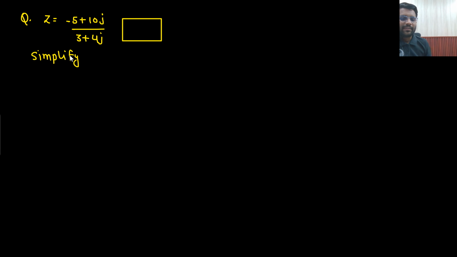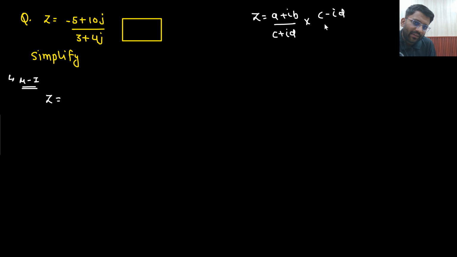You need to simplify it. So there is a certain method of simplifying your complex number. How do you do it? If your complex number is in the form, let's just say, z equals a plus iota b divided by c plus iota d, then what people do is multiply and divide it by c minus iota d. Then it would be simplified. Okay, so let's do the same thing here.